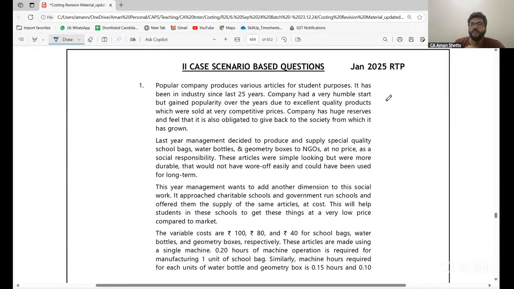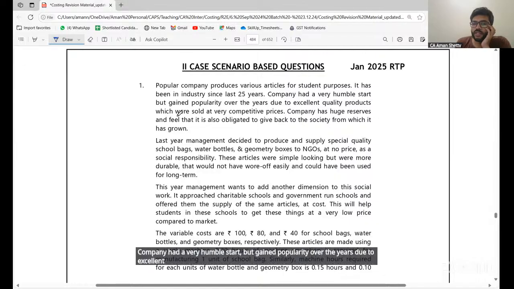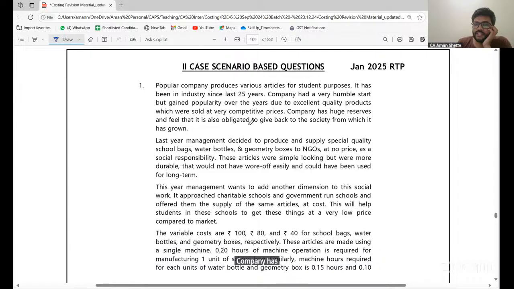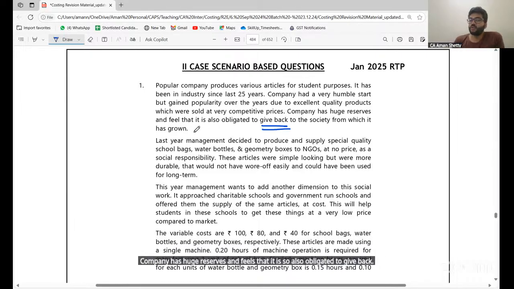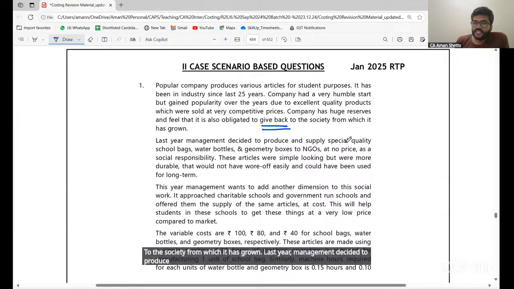Look at this now. A popular company produces various articles for student purposes. It has been in the industry for the last 25 years. The company had a very humble start but gained popularity over the years due to excellent quality products which were sold at a very competitive price. The company has huge reserves and feels obligated to give back to the society from which it has grown. Last year, management decided to produce and supply special quality school bags, water bottles, and geometry boxes to NGOs at no price.